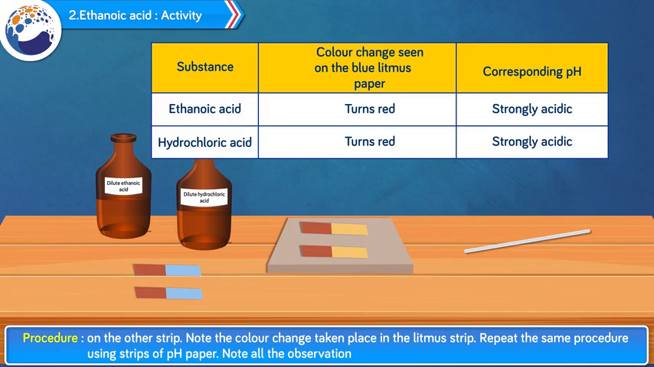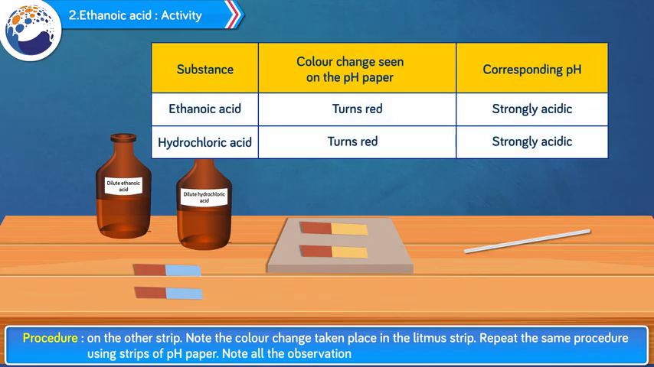Substance, ethanoic acid, color change seen on the blue litmus paper turns red. Corresponding pH, strongly acidic. Substance, hydrochloric acid, color change seen on the blue litmus paper turns red. Corresponding pH, strongly acidic. Substance, ethanoic acid, color change seen on the pH paper turns red. Corresponding pH, strongly acidic. Substance, hydrochloric acid, color change seen on the pH paper turns red.